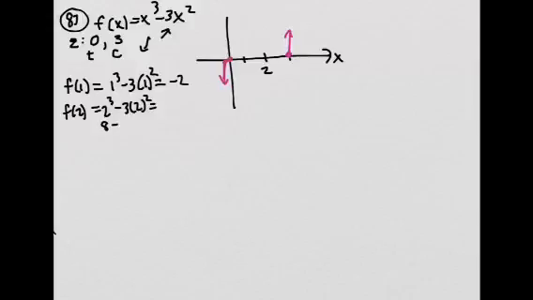And then this is 4 times 3, 12. So 8 minus 12 is -4. So I can put that here. So this could be -2. This could be -4. This doesn't look like a 2. And so now I'm going to plot the points 1, -2, and 2, -4.